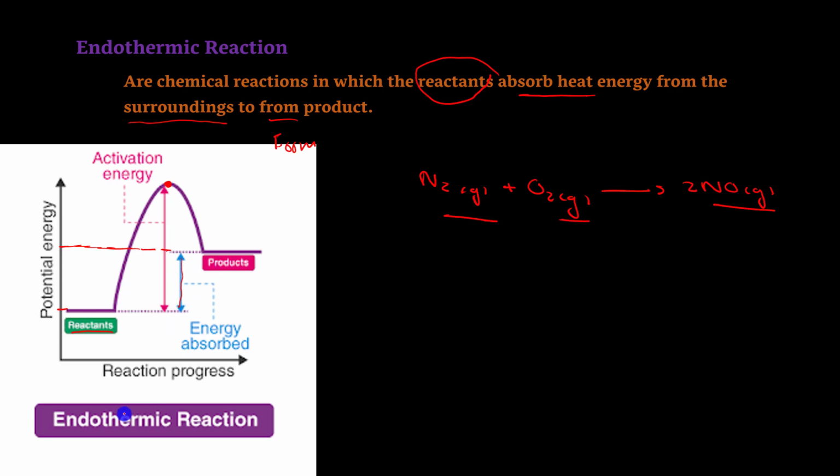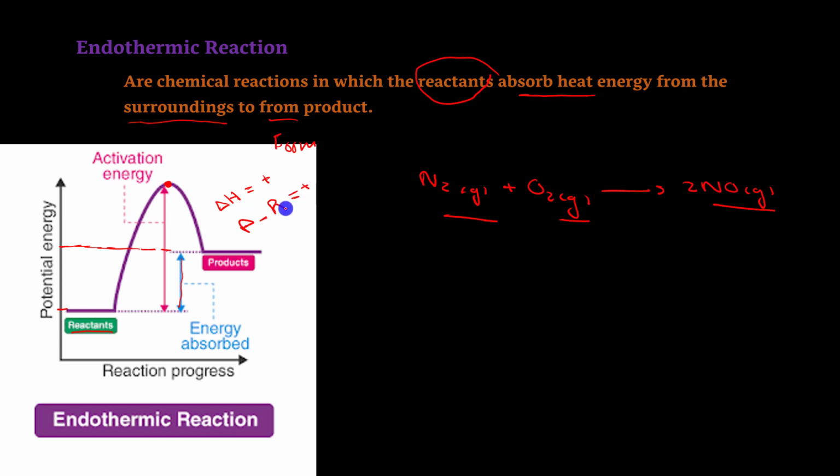In this kind of reaction, in an endothermic reaction, the enthalpy change is always positive. Why? Because enthalpy change is the difference between the potential energy of the product and the reactant. So the product has more energy than the reactant. So when we subtract the reactant energy from the product, we get a positive number.